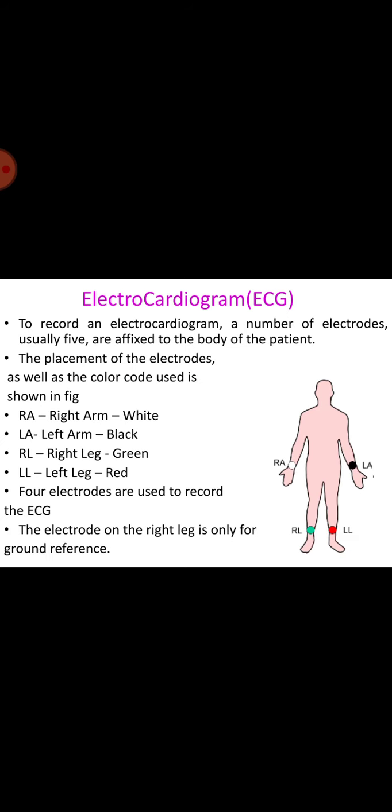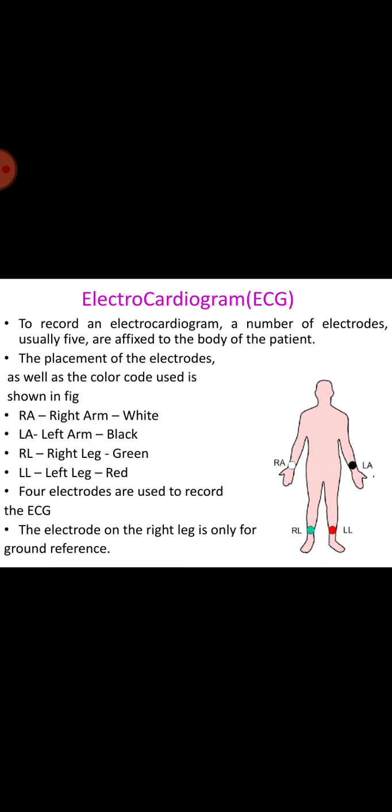Usually, surface electrodes are used with jelly between the skin and the electrodes. The potentials generated in the heart are conducted to the body surface. The potential distribution changes in a regular and complex manner during each cardiac cycle. Therefore, to record an electrocardiogram, we must choose electrodes in a standard position. The placement of the electrodes as well as the color code is shown in this figure.